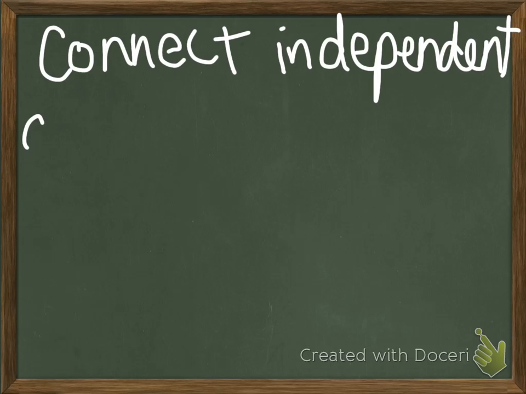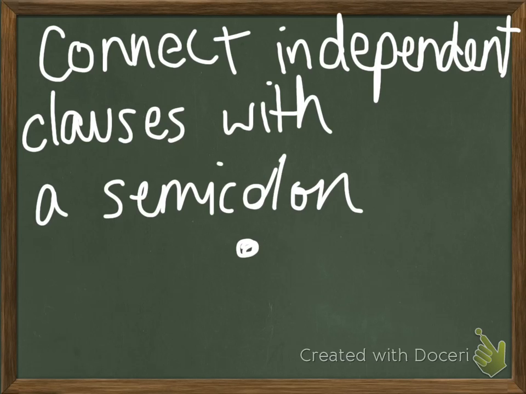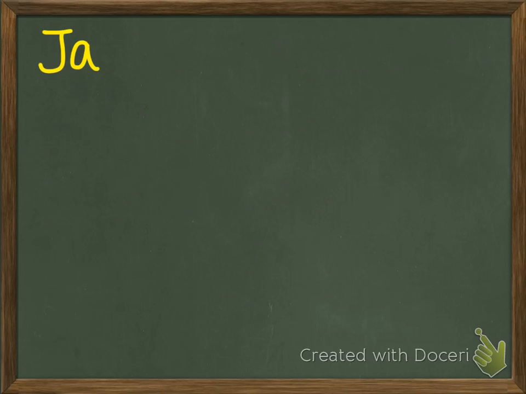The next way that I'm going to show you about how to make a compound sentence is also pretty easy. It is simply joining your 2 or more independent clauses. You could have 3, you could have 4, but you're joining your independent clauses with a semicolon. So you don't need any kind of conjunction at all. You just need the semicolon.